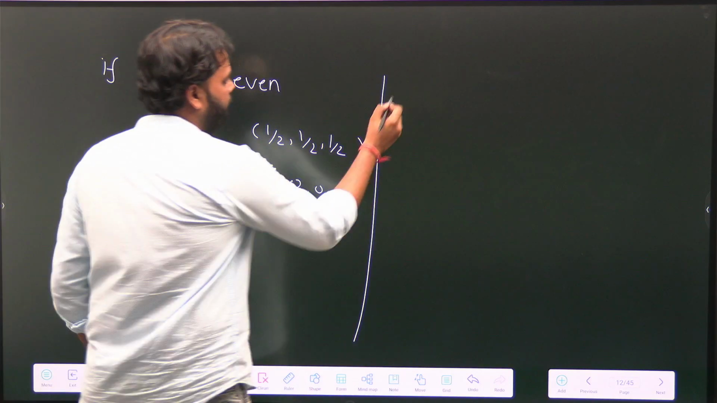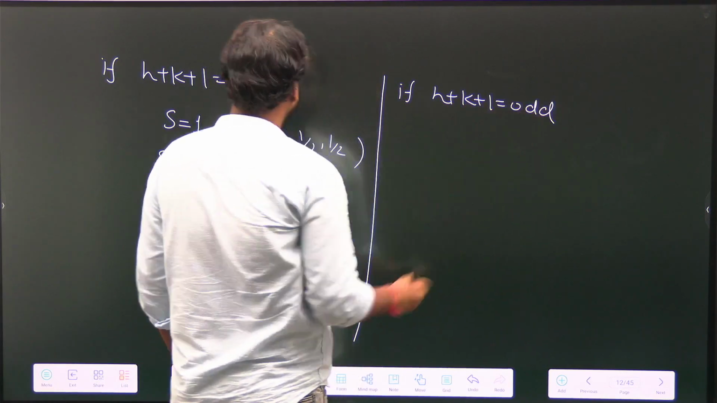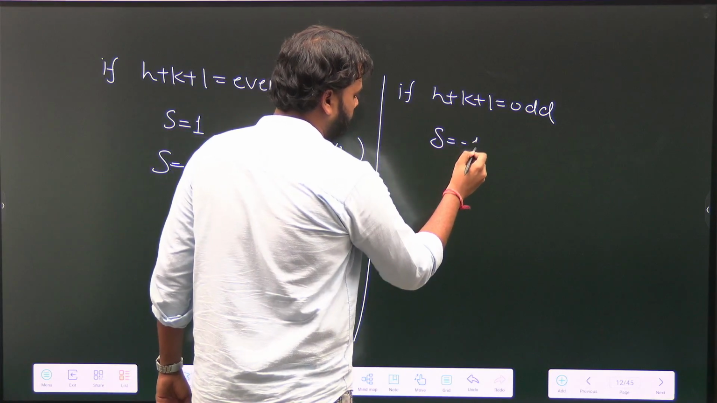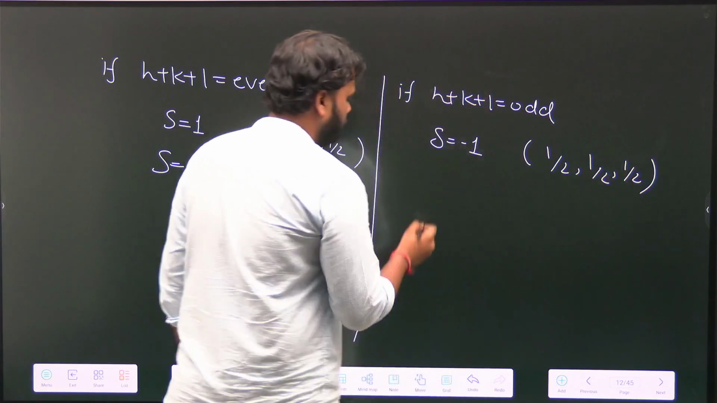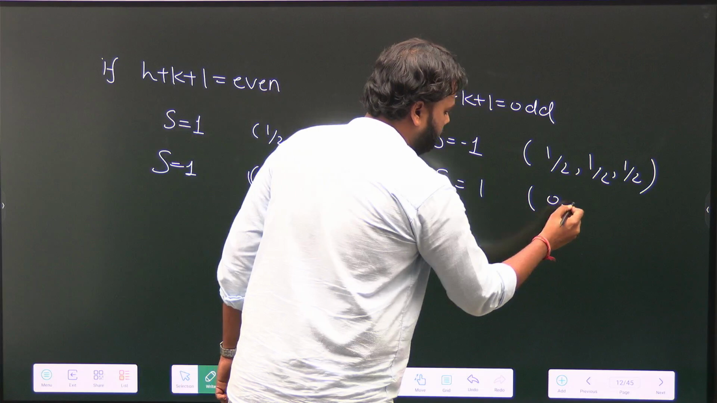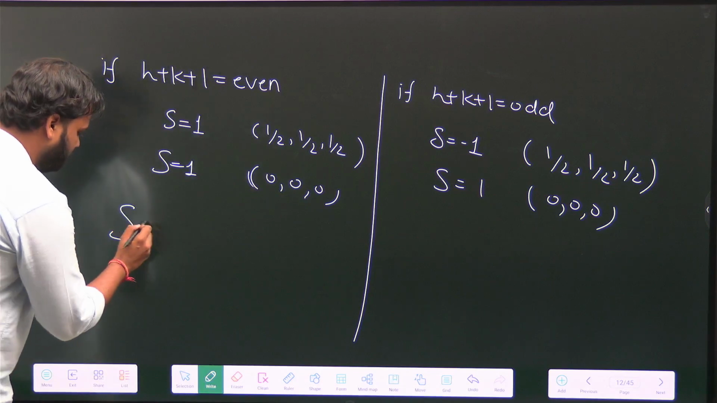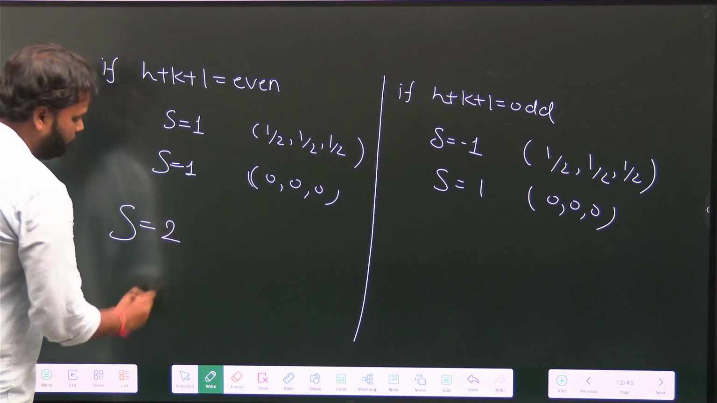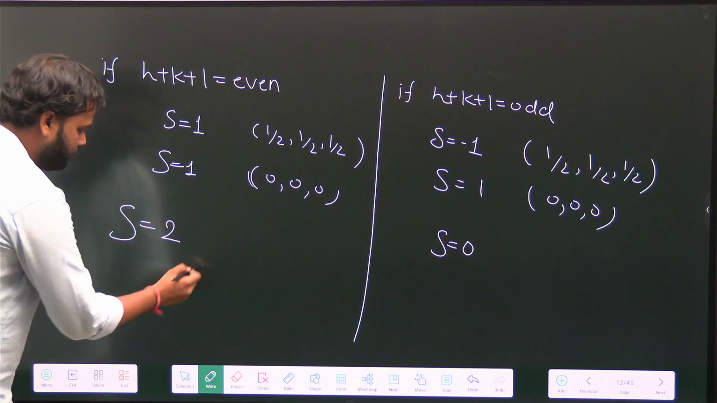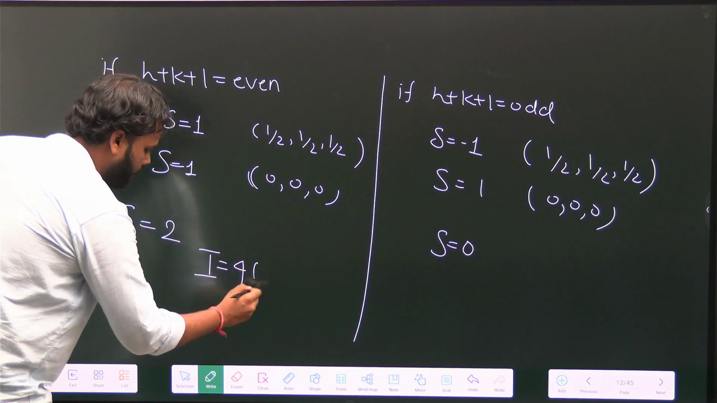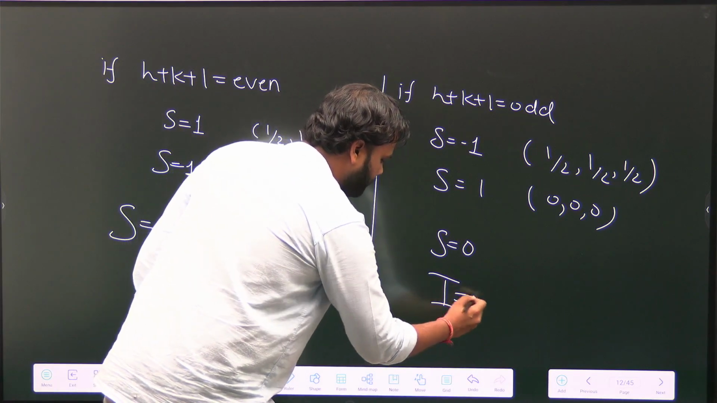Look here. If h plus k plus l is odd, then s is equal to minus 1 for 1 by 2, 1 by 2, 1 by 2, and s is equal to 1 is already here for 0, 0, 0. Now, do the summation. Brother, summation also has to be done. If you sum this, how much will it be? 2. If you sum this, how much will it be? 0. If this s is 2, then the intensity will be 4f square. And if s is 0, then intensity will be 0.